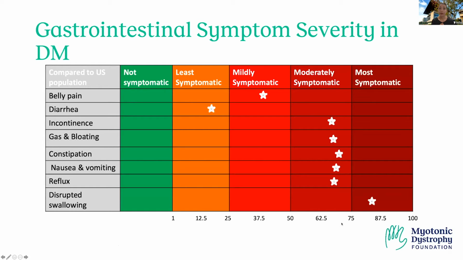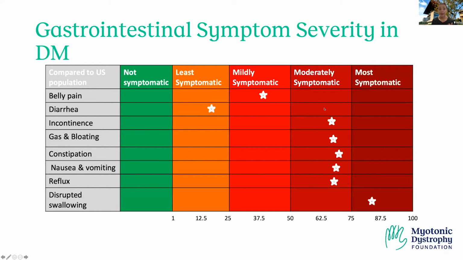Here at Stanford, Dr. Day's group looked at the severity of the symptoms in our patients who have myotonic dystrophy. And it seems that some of the GI symptoms, such as abdominal pain, can be mildly symptomatic, and diarrhea was not really truly bothersome, not one of the major symptoms in our patients with myotonic dystrophy.